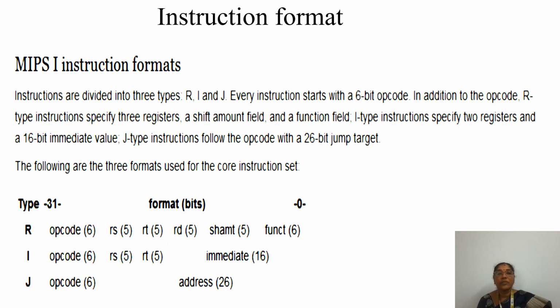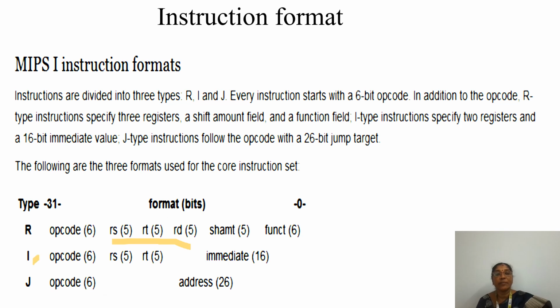So whether it is R type or I type or J type, we will have the opcode bits as 6 only, as well as for the registers you are going to have 5 bits only. But how many registers you are using, according to that you will have the instruction formats here. If it is R type, you will have 3 registers, and hence you will have RS, RT, RD: 3 registers, 2 source registers and 1 destination register.